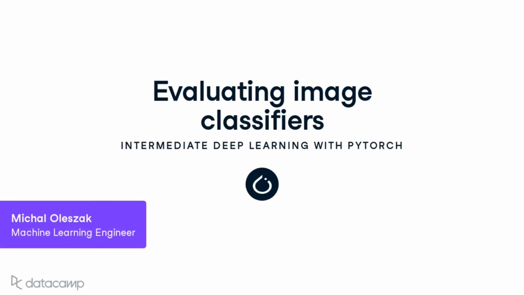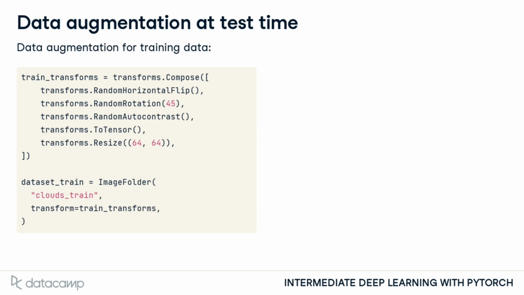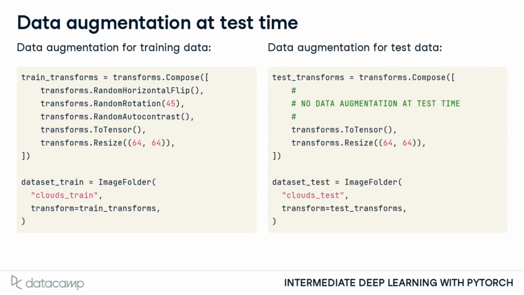It's time to evaluate our cloud classifier. First, we need to prepare the dataset and data loader for test data. But what about data augmentation? Previously, we defined the training dataset passing it training transforms, including our augmentation techniques. For test data, we need to define separate transforms without data augmentation. We only keep parsing to tensor and resizing. This is because we want the model to predict a specific test image, not a random transformation of it.